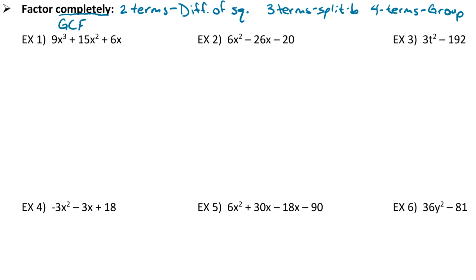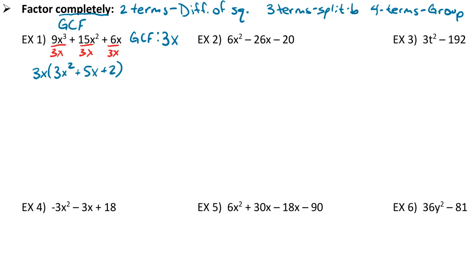So let's look at this first one. First thing we need to ask ourselves is, does it have a GCF? In this case, yes, it does. A 3 will go into all the numbers, and all of them have an x. So we're going to factor out that GCF first. So take out the 3x. So we're going to have 3x on the outside. And when we divide all of these off, we're going to have 3x squared plus 5x plus 2.